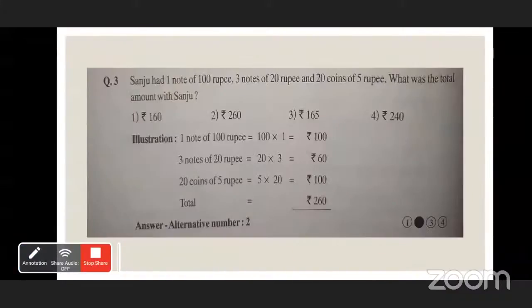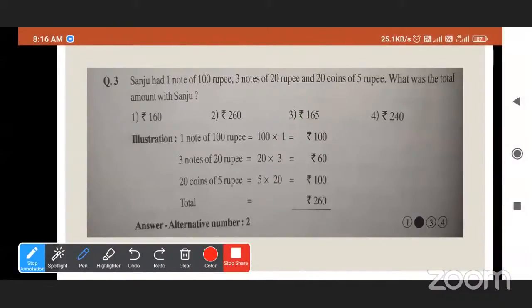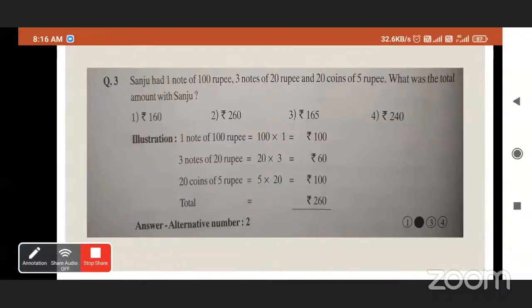See, an illustration is given. One note of 100 rupees means 100 rupees. Three notes of 20 rupees means 60 rupees. And 20 coins of 5 rupees, 5 into 20, that is 100 rupees. So the total amount is 260 rupees. Good. So the second one is the right option.